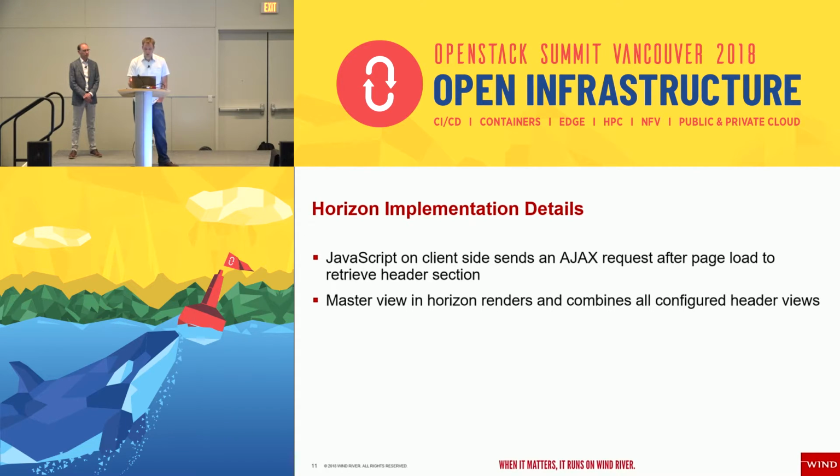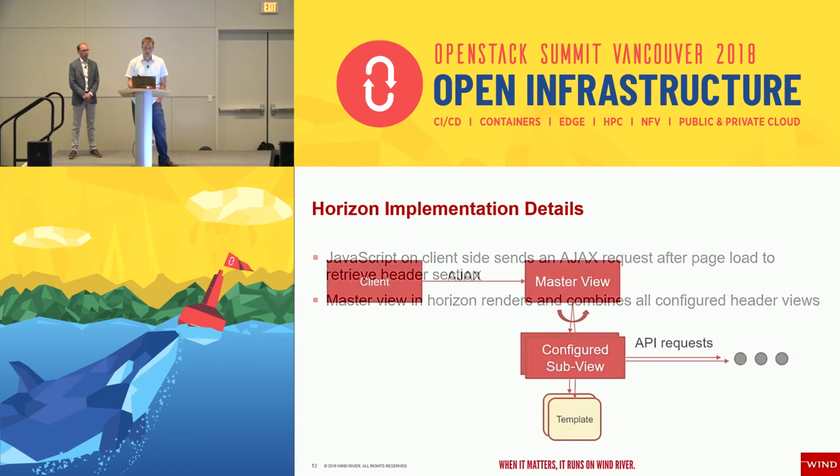We chose to implement this feature in Django just because it allows for easier customization and configuration. And also it'll be simpler for projects to contribute to this feature if they haven't implemented AngularJS already. They can just do what they know. So that AJAX request gets routed to a master view in Horizon, which will go through and render all the configured header views and combine them into some HTML to return to the client.